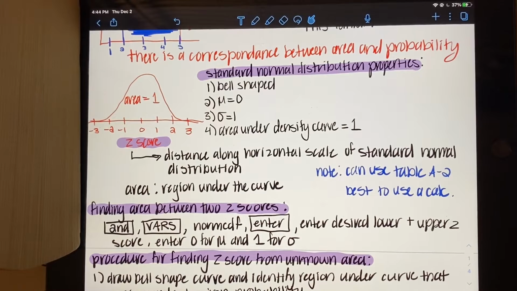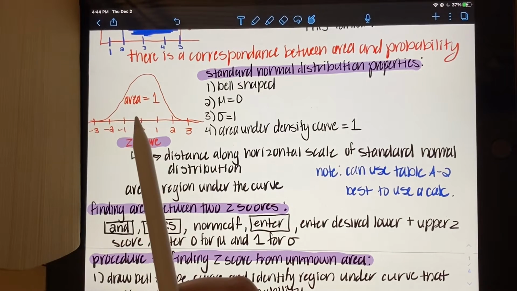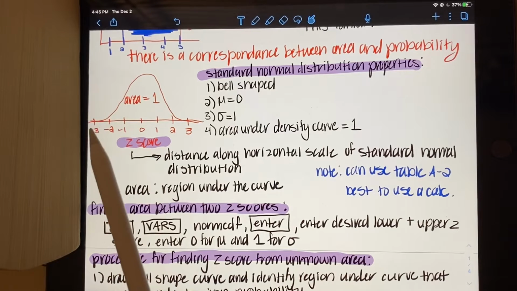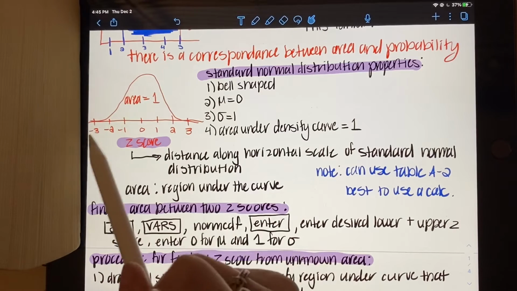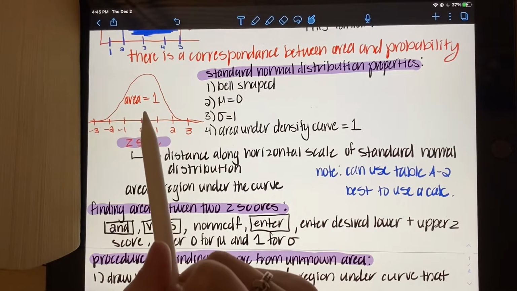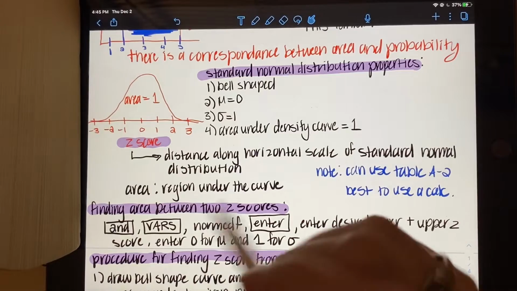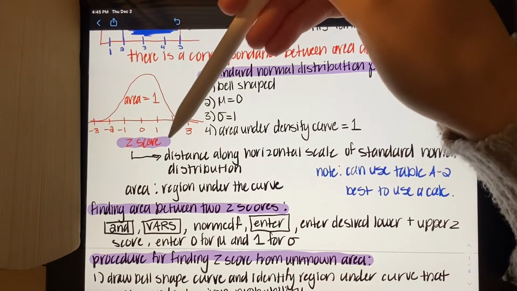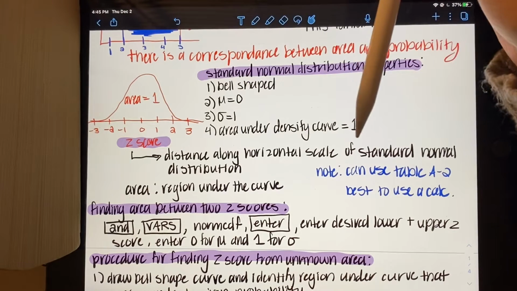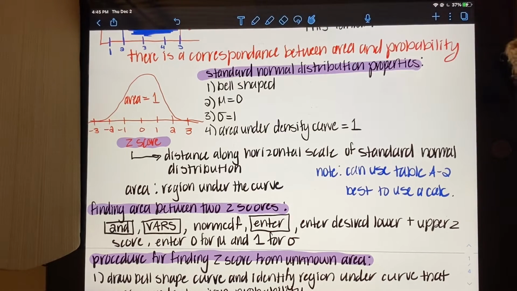There are 4 properties for a standard normal distribution. The first is that the curve is bell-shaped, the mean equals 0, the standard deviation equals 1, and the area under the curve equals 1 as well. You can see here, I've drawn out the graph. This is our z-score, and underneath our curve, the area equals 1, which is basically this big blank white spot. The definition of a z-score is the distance along the horizontal scale of the standard normal distribution, and the definition of area is the region under the curve.